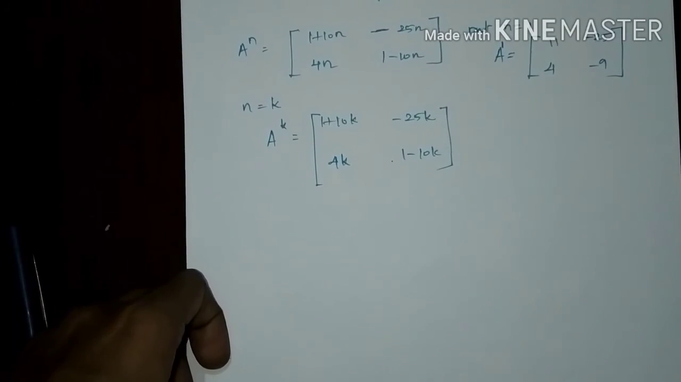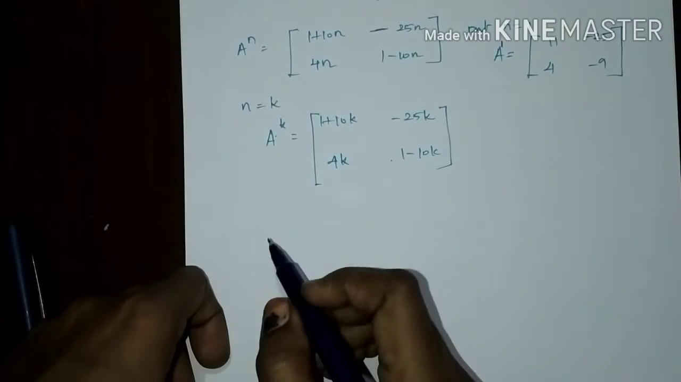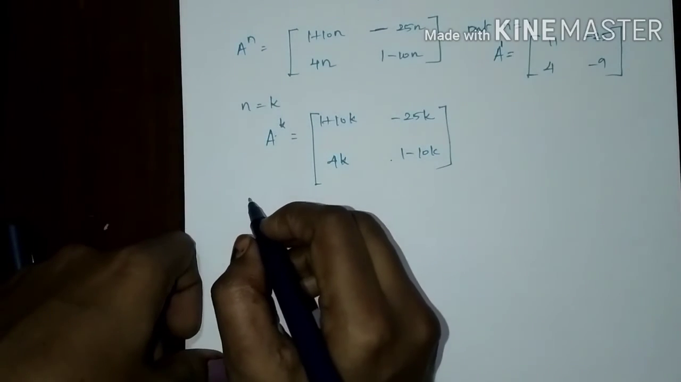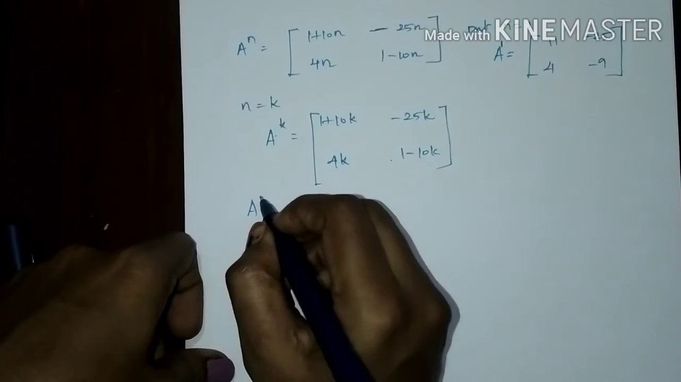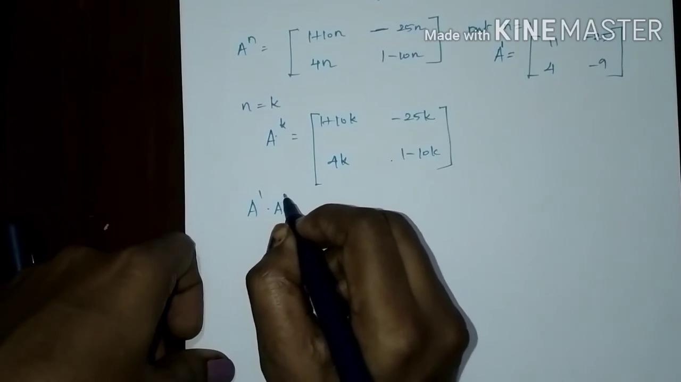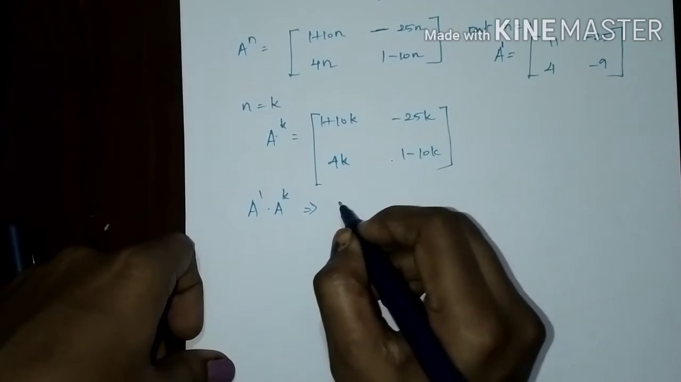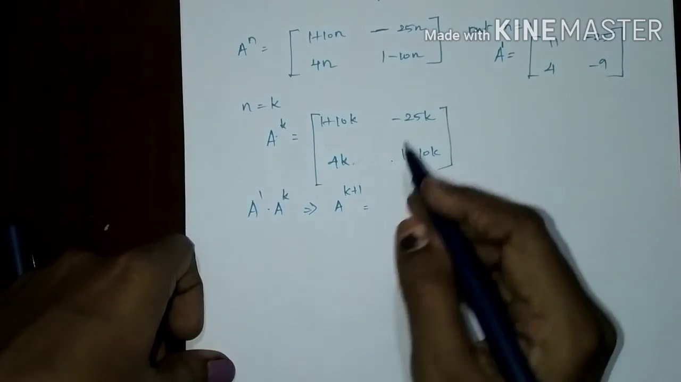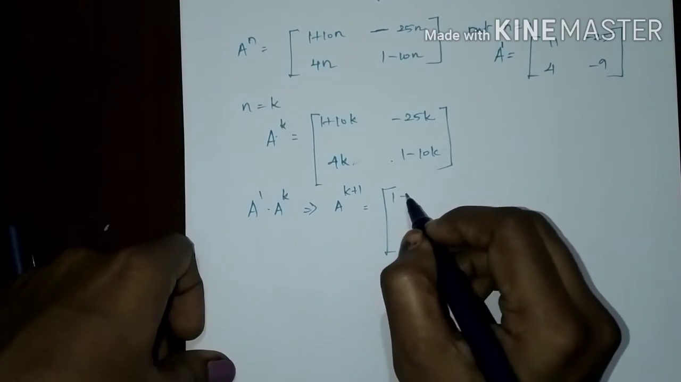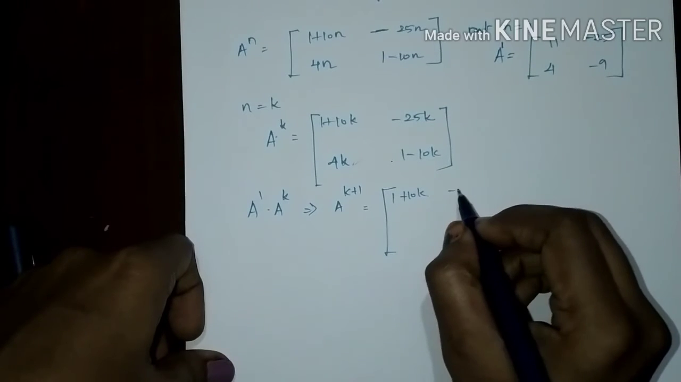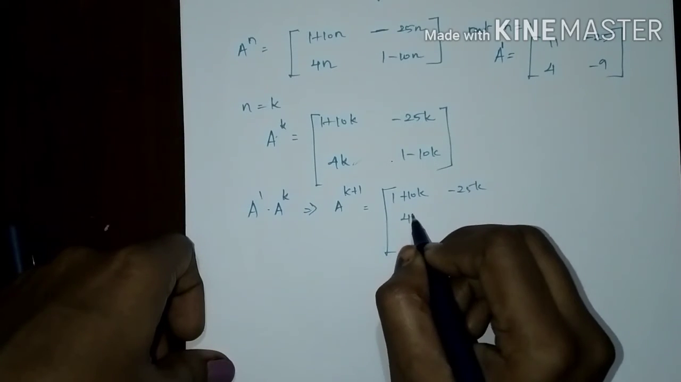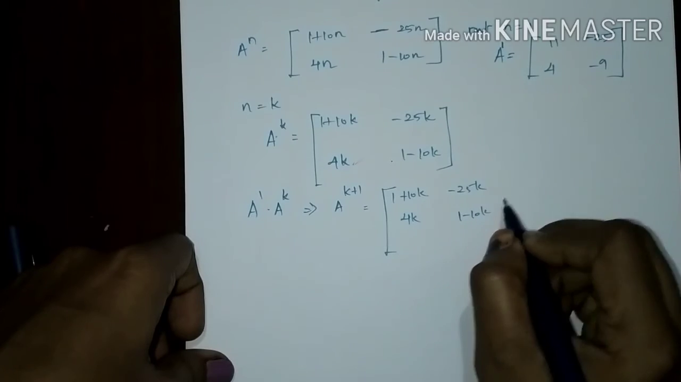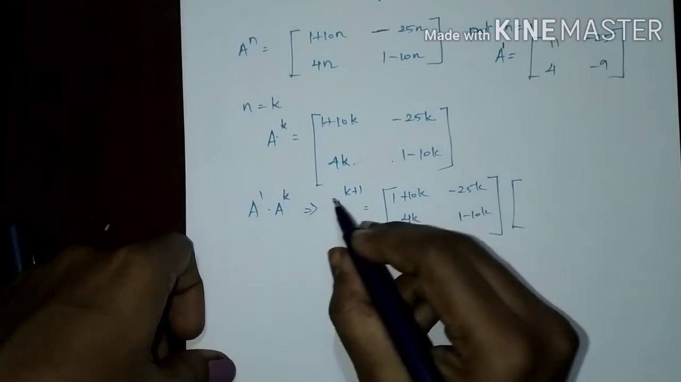Now we can multiply both the matrices by using the power of matrices. How? A power 1 into A power k will give us A power k plus 1 on the left hand side, and we have to multiply both the matrices. Let us take 1 plus 10k, minus 25k, 4k, 1 minus 10k and multiply it with the A power 1 matrix.